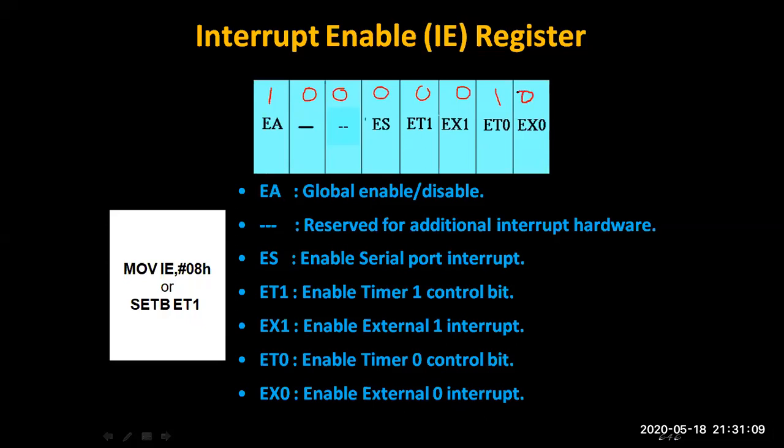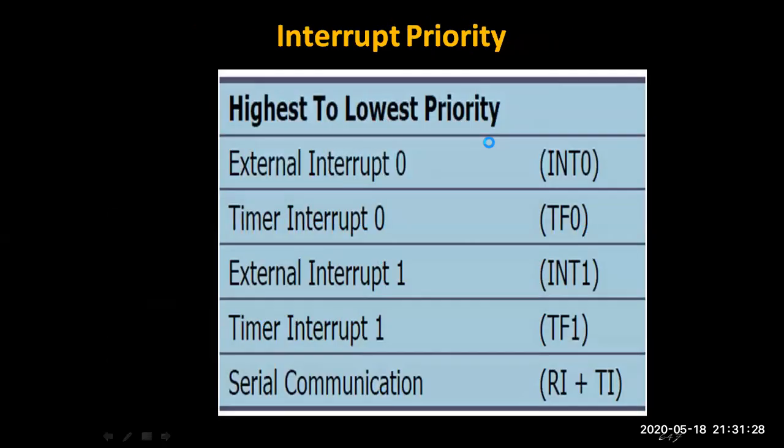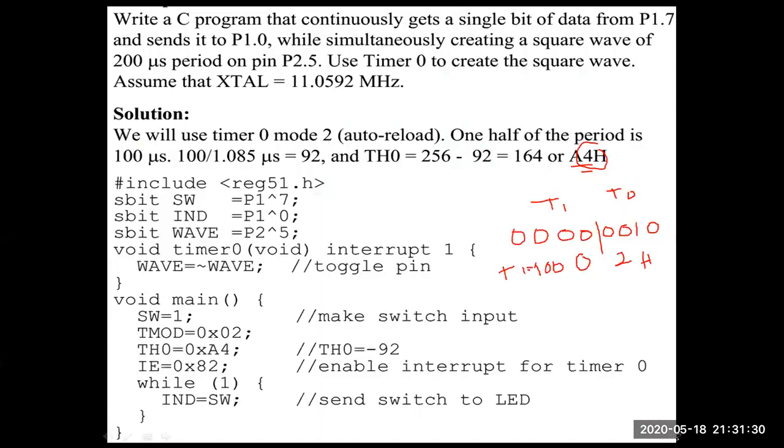So ET0 is nothing but you are enabling the timer 0 control bit. Okay. So that means you convert this into hexadecimal: this is the 8, and this is 82H. 82H you have to load into what? The interrupt enable register. So here IE is enabled with interrupt enable for timer 0.